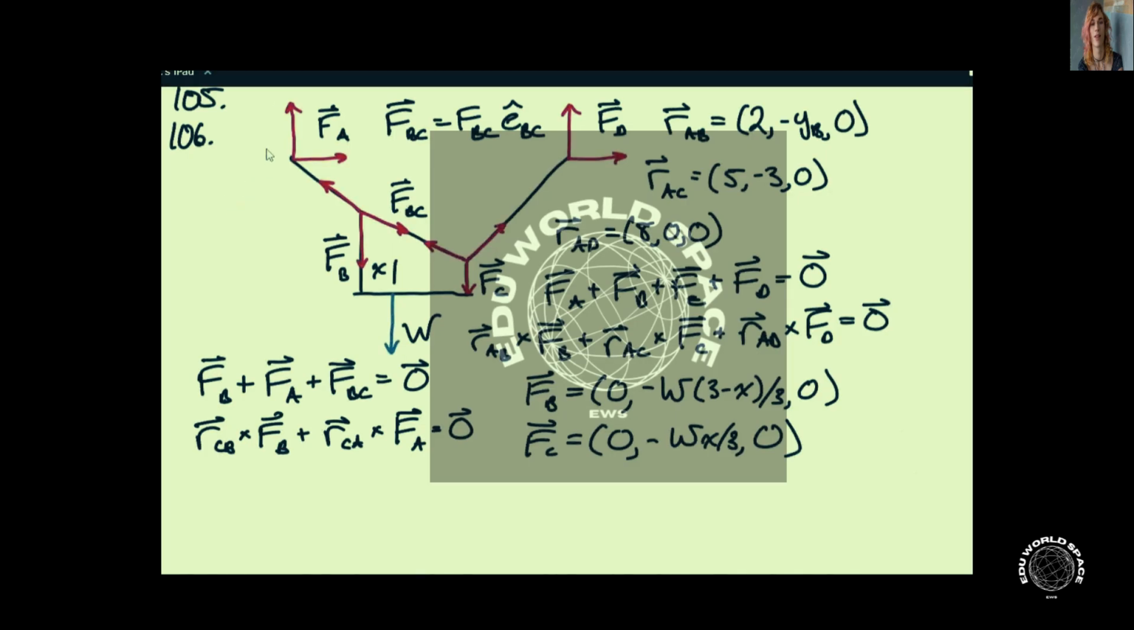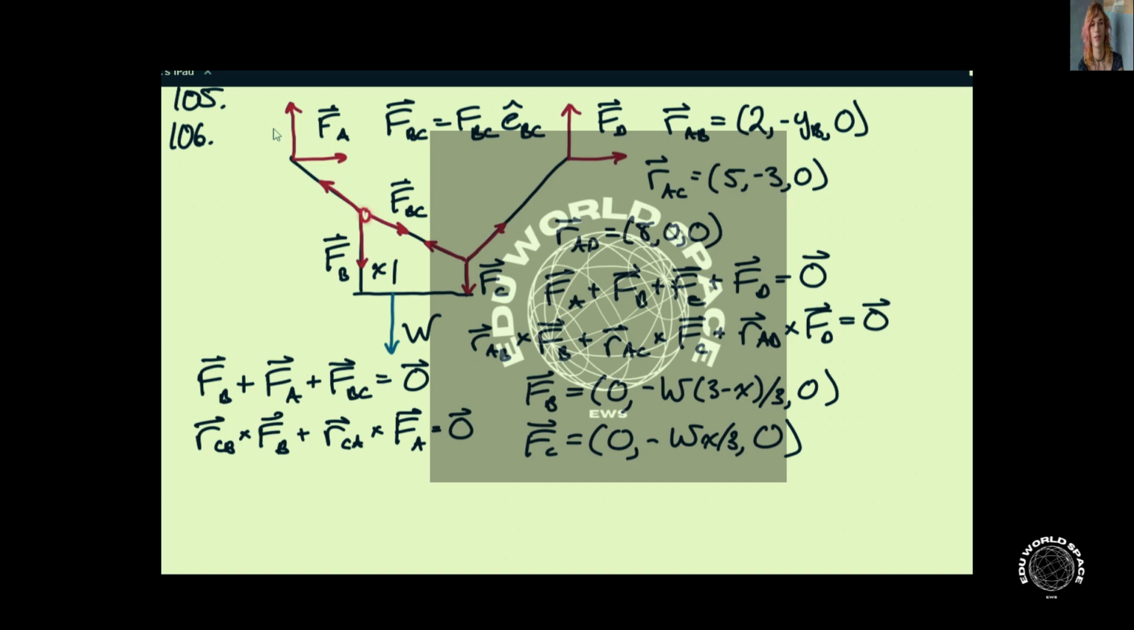So I'm going to solve problems 105 and 106 together because they look at the same structure. We have cables here supporting a platform. So we have one cable connected to ground, goes from point A to B, and then another cable from B to C, and then from C back to ground at point D.